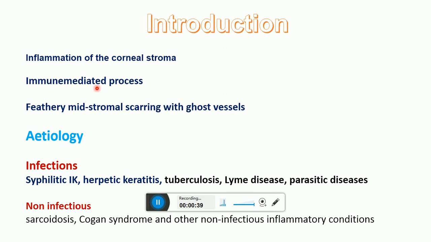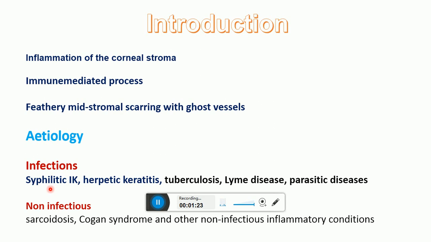The term interstitial keratitis is most commonly used to refer to the late appearance of feathery mid-stromal scarring with ghost vessels. So it is the late appearance of the disease. The former is typically an incidental finding. Syphilitic IK is the archetype, but the relative frequency of causes varies markedly by geographic region.